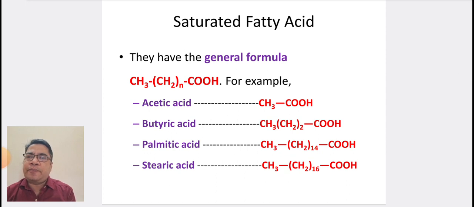Coming to saturated fatty acids, they have the general formula CH3(CH2)n COOH. For example, acetic acid, its formula is CH3COOH. Butyric acid, its formula is CH3(CH2)2 COOH. Palmitic acid, its formula is CH3(CH2)14 COOH. Stearic acid, its formula is CH3(CH2)16 COOH.